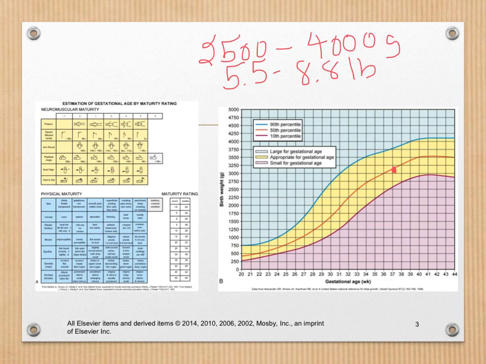This is how they would chart, and you can see that this newborn is within the 50th percentile and appropriate for gestational age. So it's just kind of how they would use this particular tool in order to keep an eye on and use as another part or an extension of the newborn assessment.